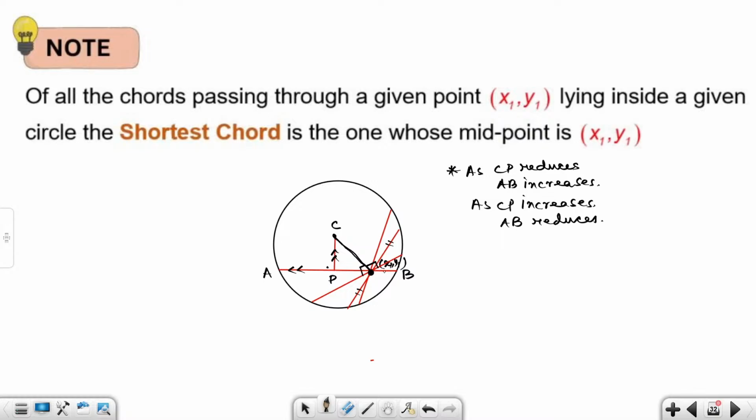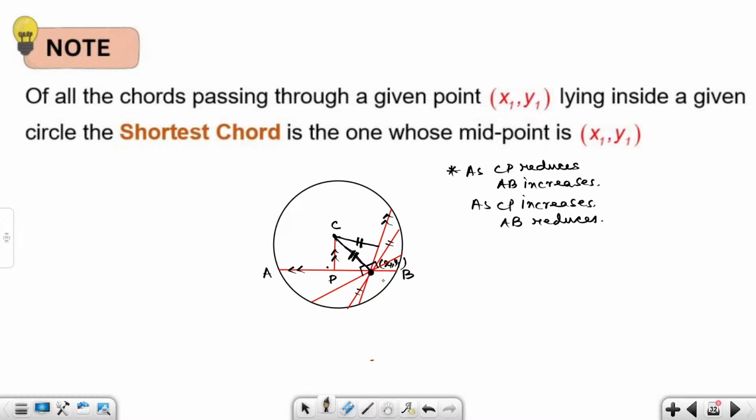Why? Because suppose for this chord, (x1, y1) is not the middle point. If you drop a perpendicular, this perpendicular length will be smaller than this perpendicular length, because this is the hypotenuse and this is the perpendicular. So this length is smaller than this length. As this length is smaller, it means the chord is larger. Are you getting my point? Try to visualize the thing.